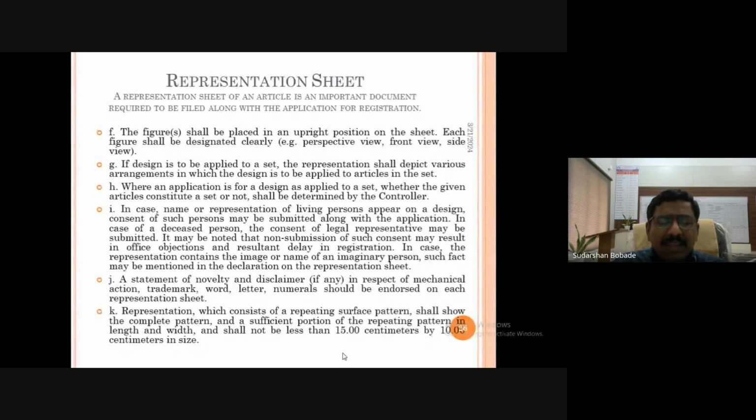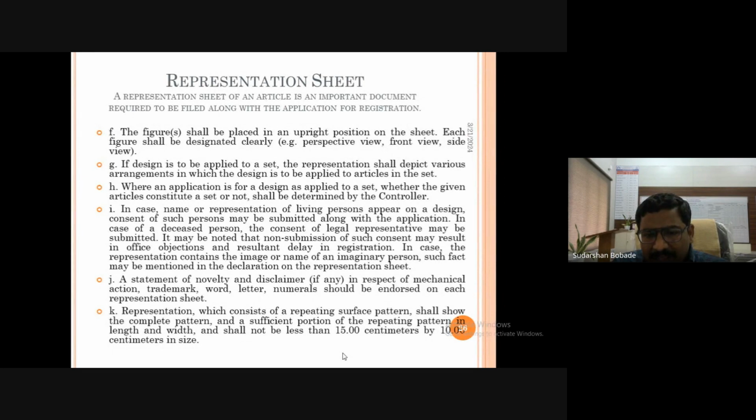Next one, in case the name or representation of a living person appears on the design, there should be a consent. Say suppose I am utilizing the name of late Dr. APJ Abdul Kalam sir. If the person is living or non-living makes a difference. For Dr. APJ Abdul Kalam sir, we can utilize his photo and his name, but if someone is alive, then there should be a proper consent. The legal representative from that particular firm, from that organization, should give you the consent. Next one, a statement of novelty and disclaimer, that we have already discussed.